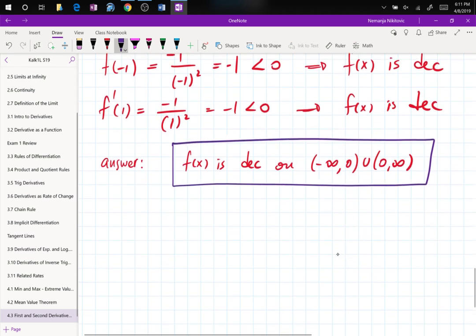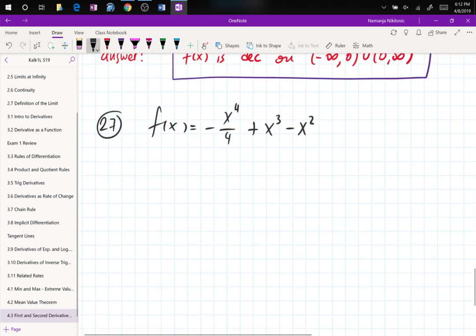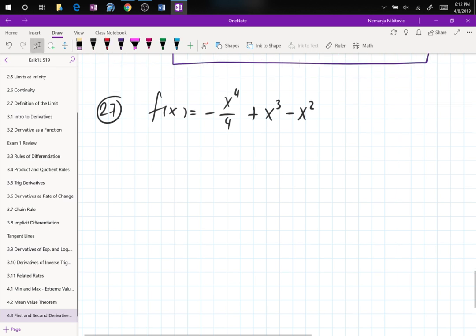So now they have few exercises for you to enjoy on homework. And when I say few, I mean 20. Let's go easy. All right? Easy. 27 says f of x is equal to negative x to the 4 over 4 plus x cubed minus x squared. You know what to do. Take the derivative, set it equal to 0.